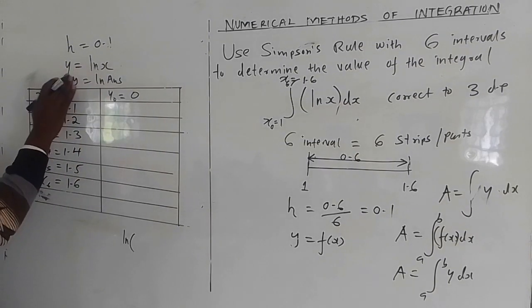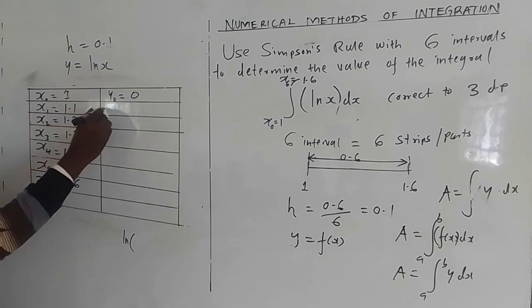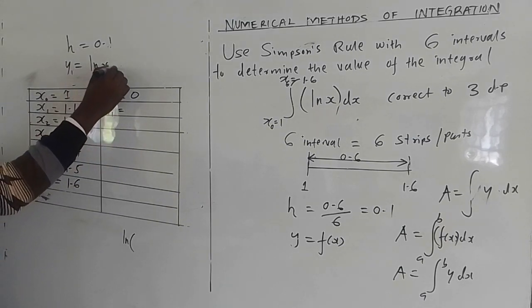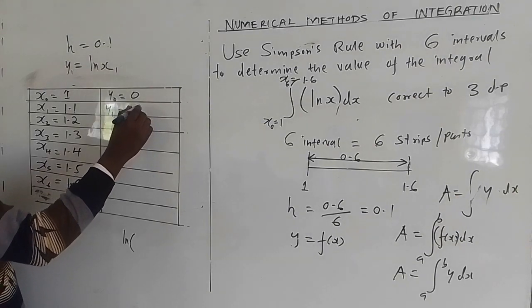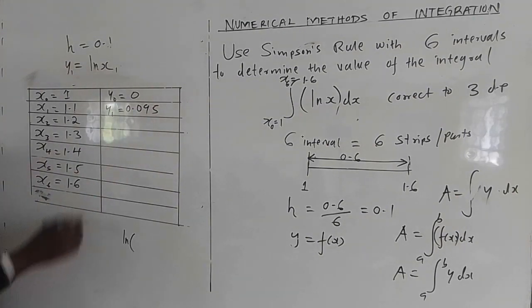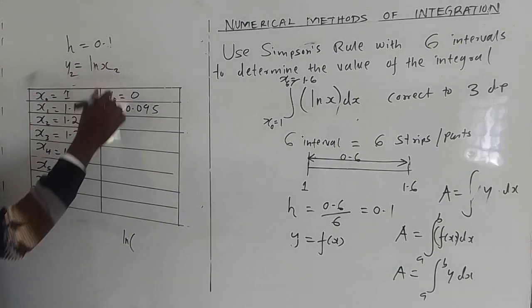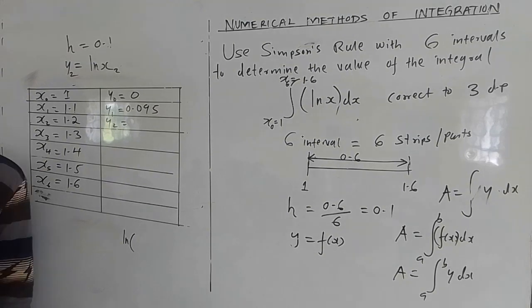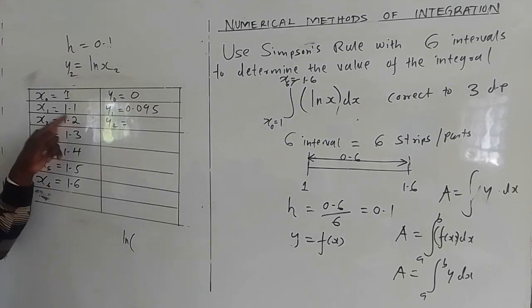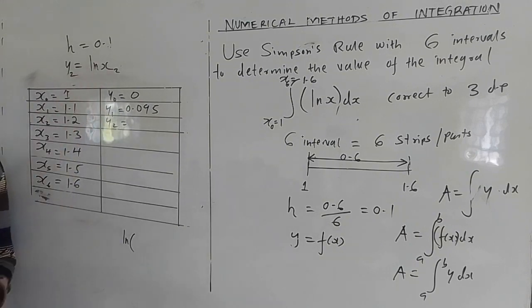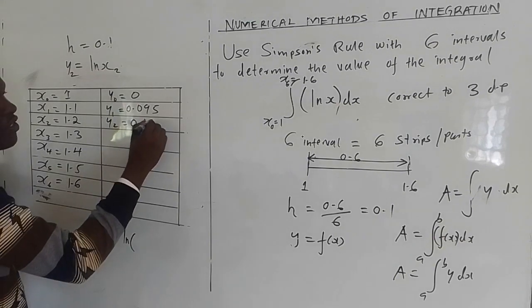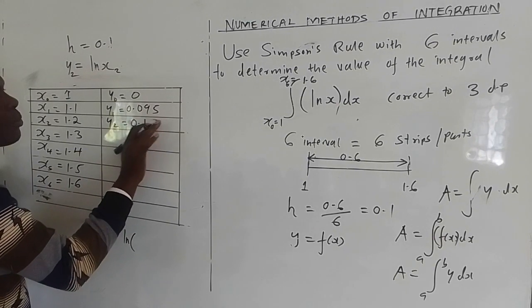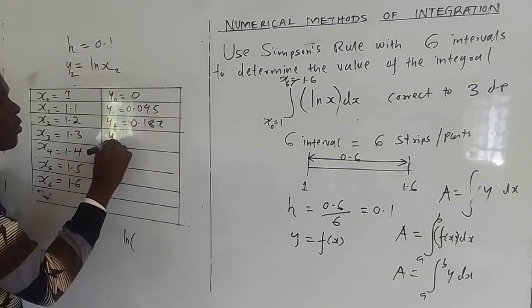So what is y1? Here x1 will give us y1. So y1 will be ln of x1, so ln of 1.1, isn't it? You get it to be 0.095. Then here, if this is y2, then this is x2. So y2 is ln of x2. Are we together? So ln of 1.2, x2 is 1.2. ln of 1.2 is 0.182.